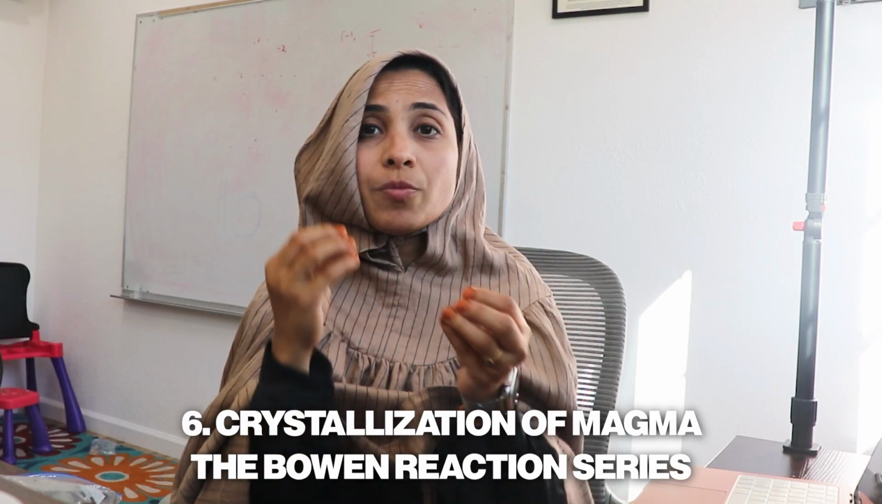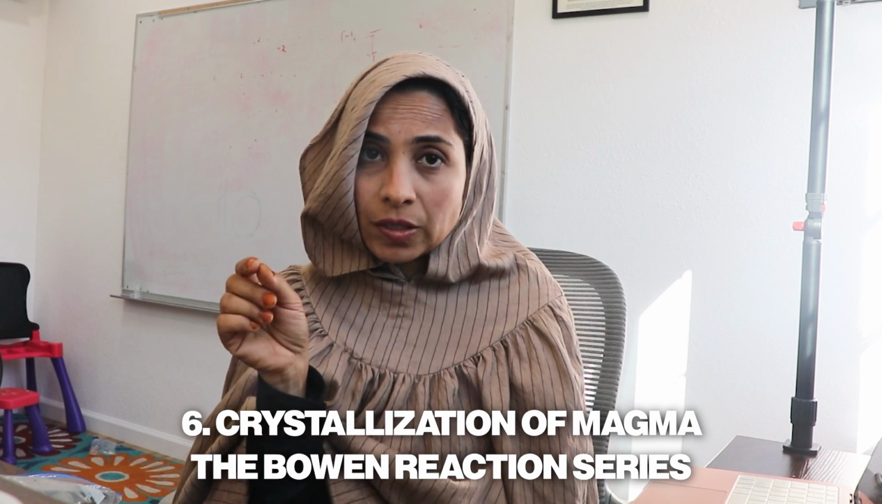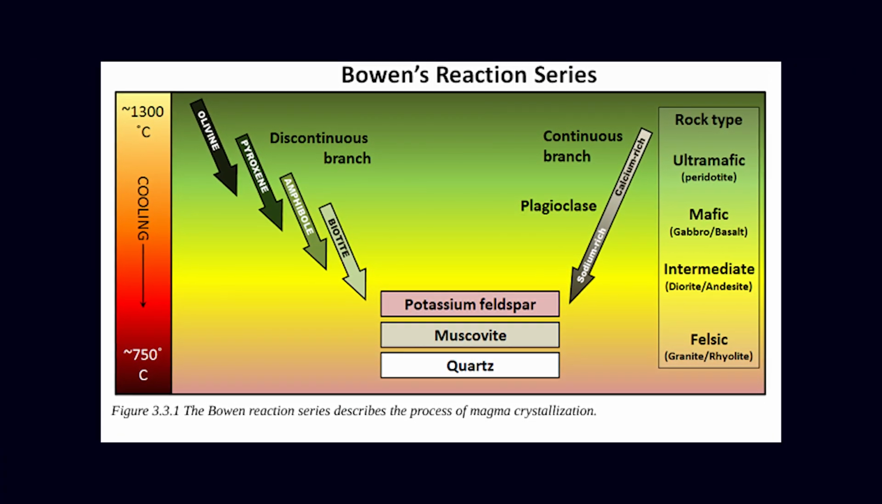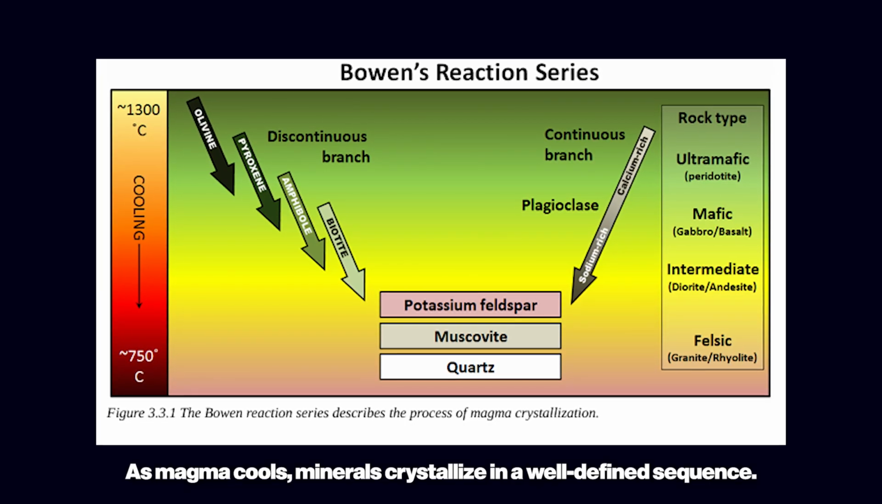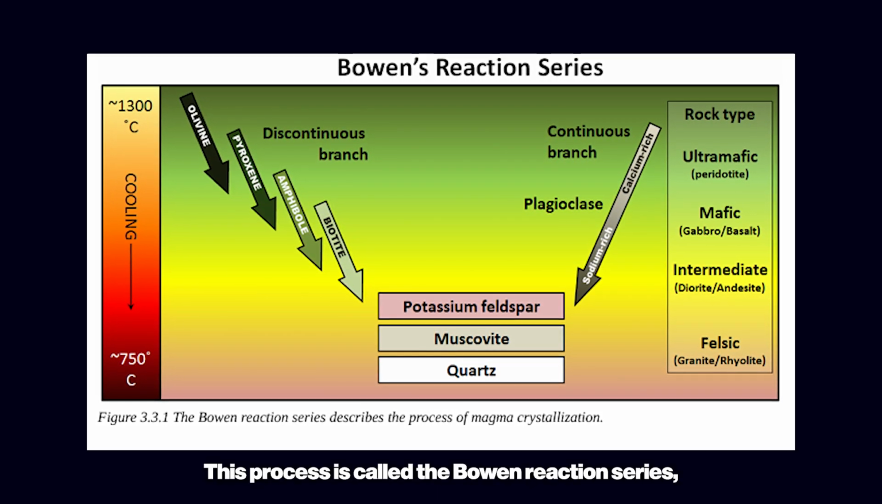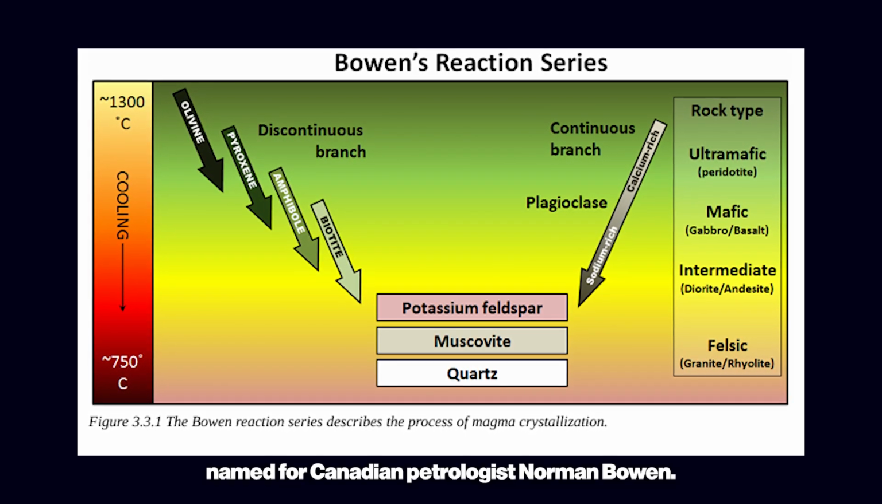Now, crystallization of magma, a very important reaction series. It's called Bowen's reaction series. Important, see the diagram in your textbook. I'll put one here too. As magma cools, minerals crystallize in a well-defined sequence. This process is called Bowen's reaction series, named for Canadian petrologist Norman Bowen.